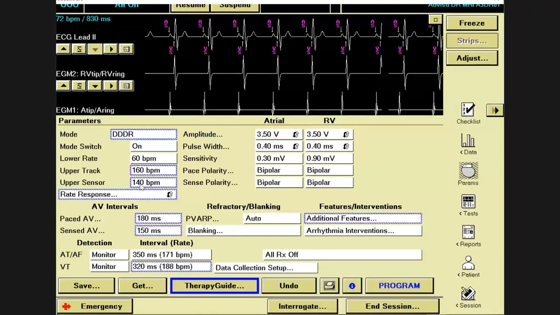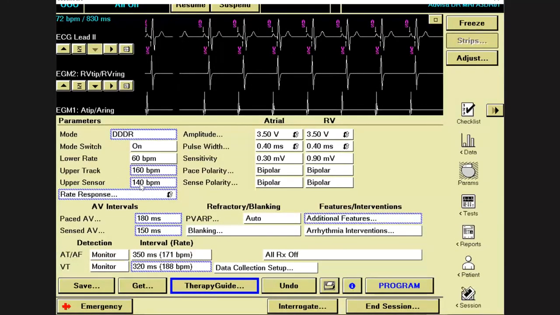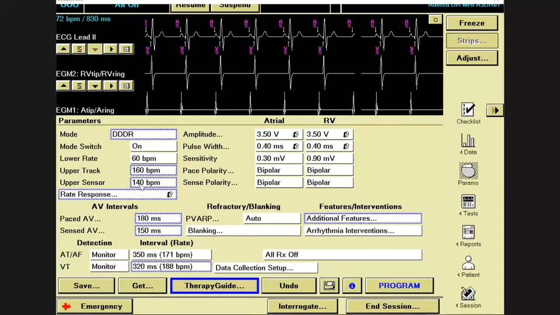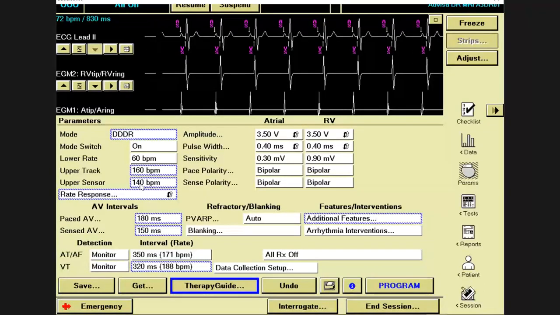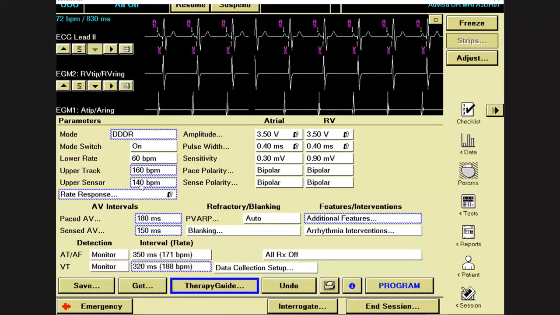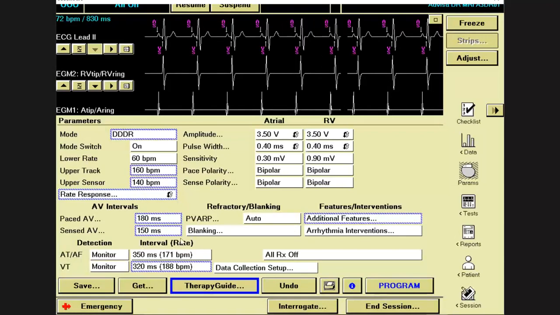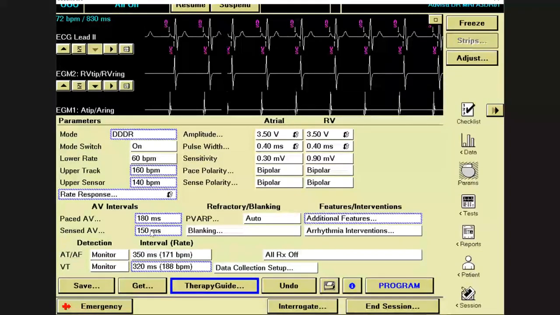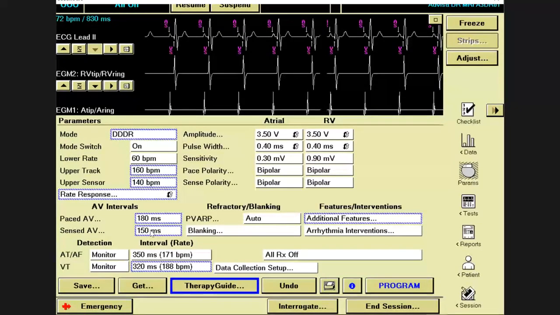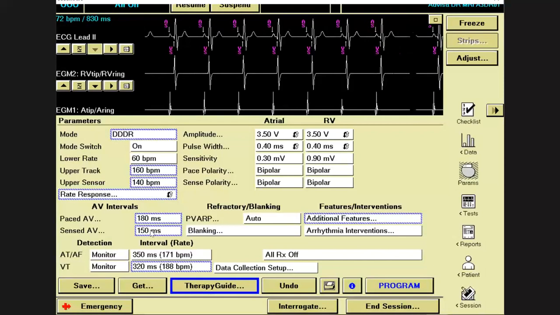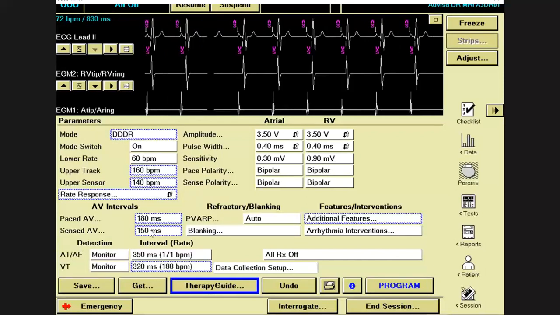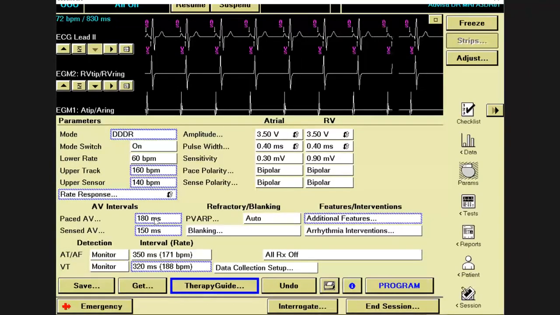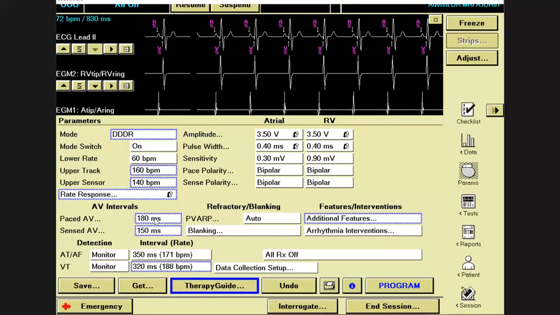What is important is programming the upper sensor rate. Depending on the patient's target maximal heart rate, you can increase the upper sensor rate. In that case, concentrate more on the upper sensor rate. And once again, the problem of Wenckebach or 2:1 block will not be encountered in a DDDR mode, where we are predominantly pacing the atrium. So programming a normal paced AV delay of 180 millisecond will be appropriate.